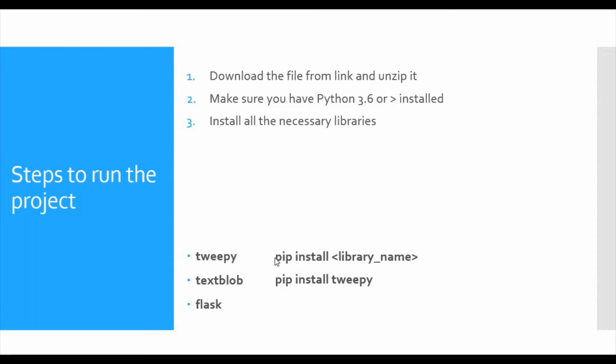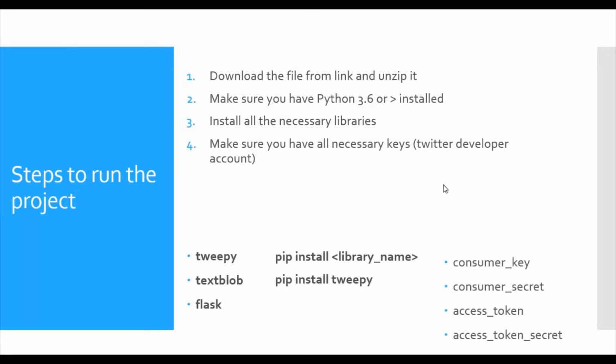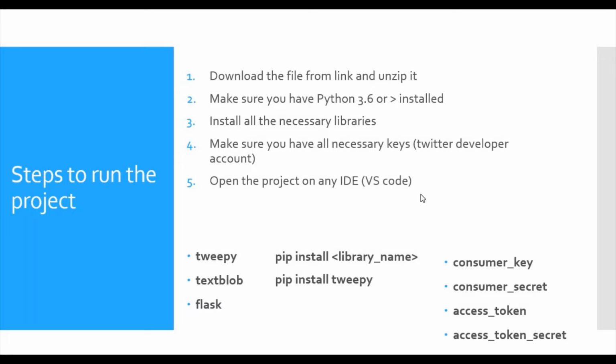libraries on your system. Next, make sure you have all the 4 keys copied from your Twitter developer account. Please watch part 2 of the series if you haven't created your Twitter developer account yet. We'll be needing that for our project. So these are the 4 keys that we'll be needing for our project. So make sure you have all these 4 keys available with you. Next, open the project on any IDE of your choice. I'll be using VS Code.